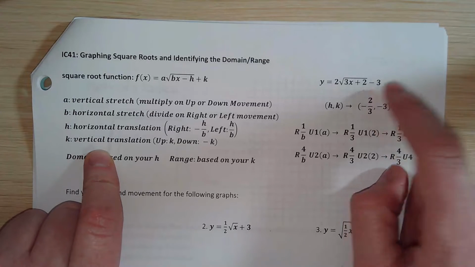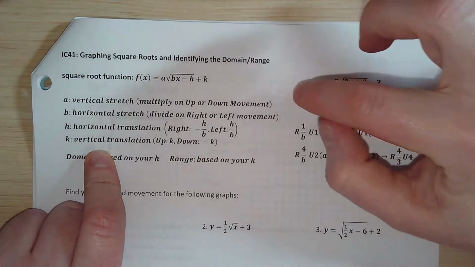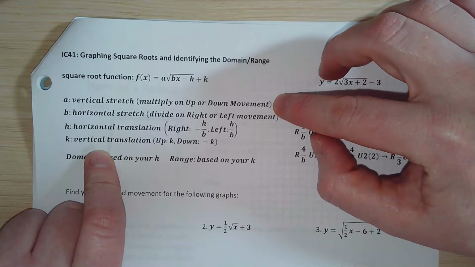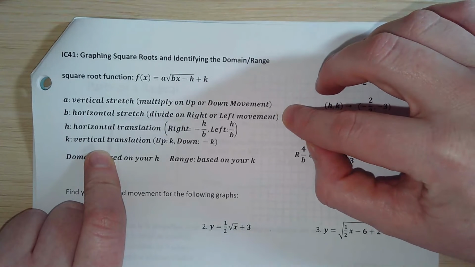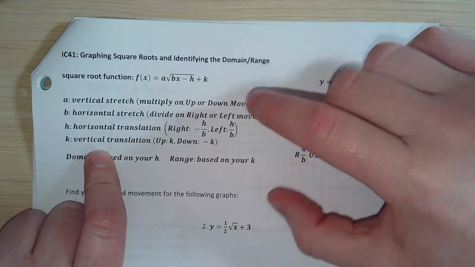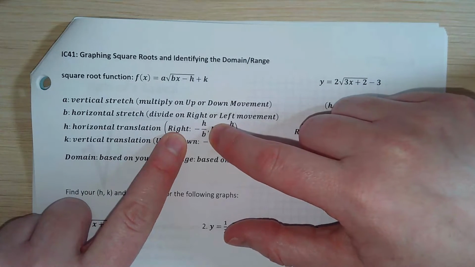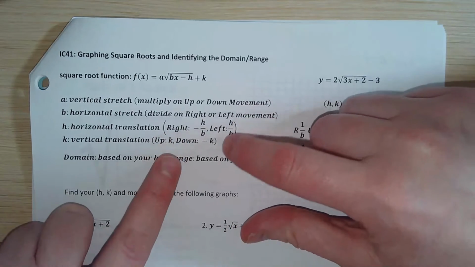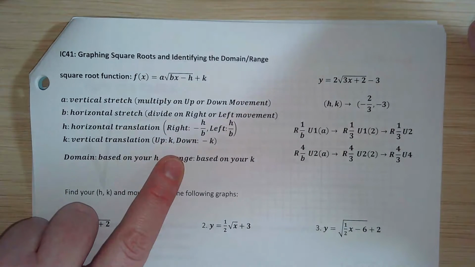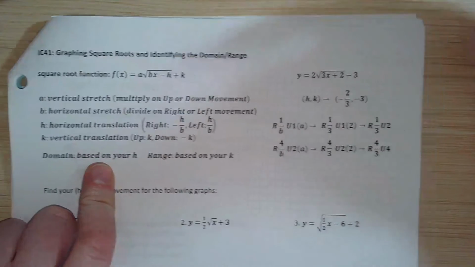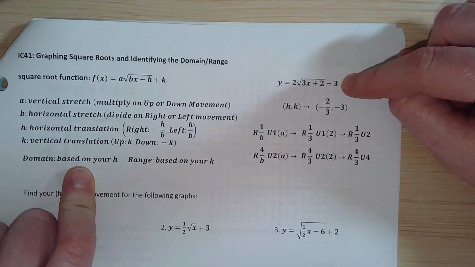With the stretches, we have different movements. You multiply up or down by A with the vertical stretch. On B, you divide right or left movement, which is your H, K, or your right/left. To find your horizontal translation, we're going to take H divided by B, no matter what, and K is just the K value, whatever you see. Domain and range is based on your H and K. So, for example, we have this equation.